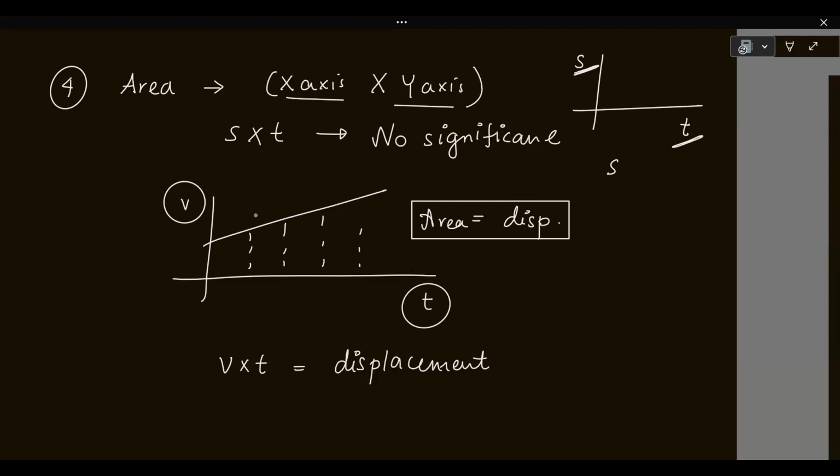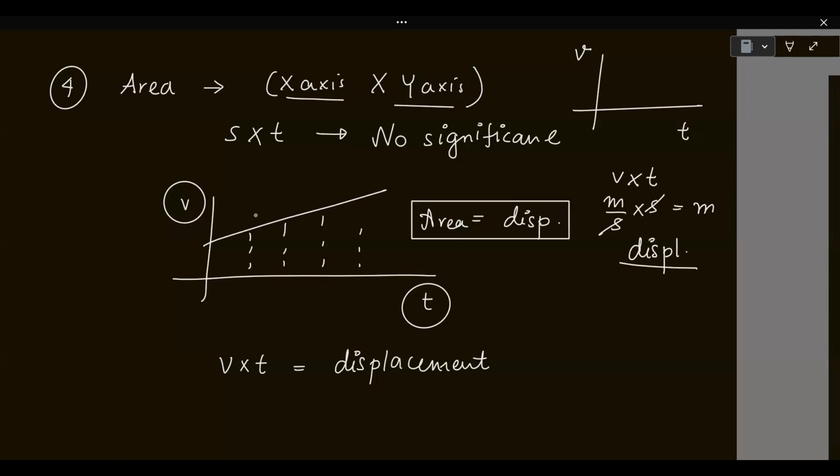Like, for example, what is displacement into time? The unit would be meter second. There is no quantity like that. However, if you change the graph to velocity and time, and you multiply velocity into time, it does mean something, because that's meter by second into second. The second cancels out, it is meter. So velocity into time represents displacement.